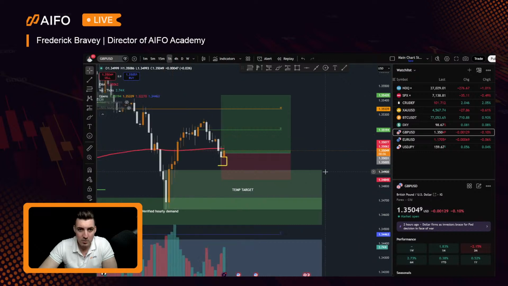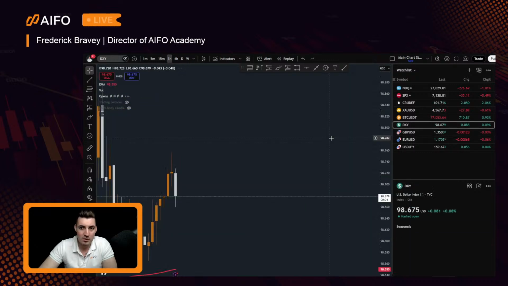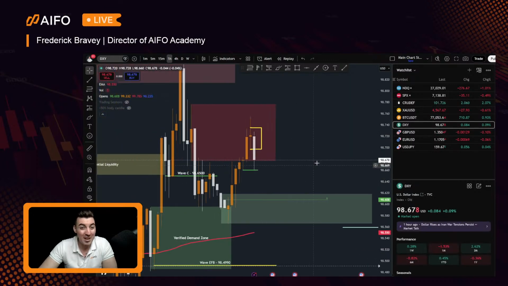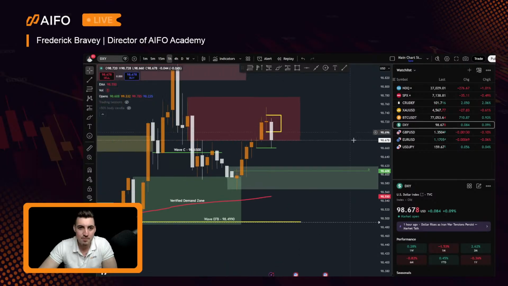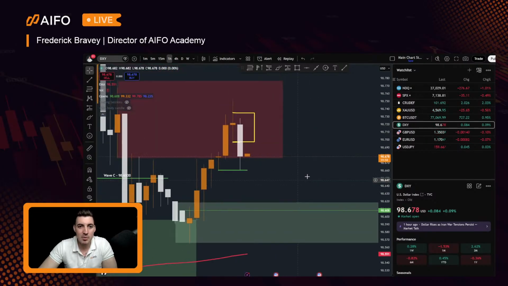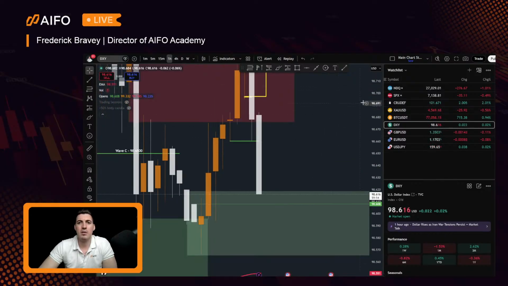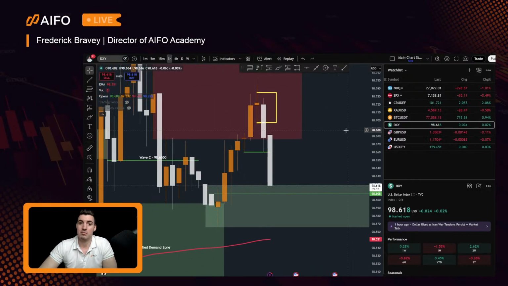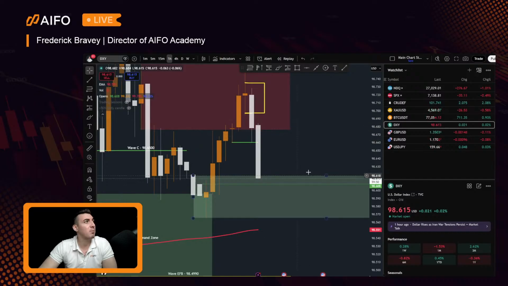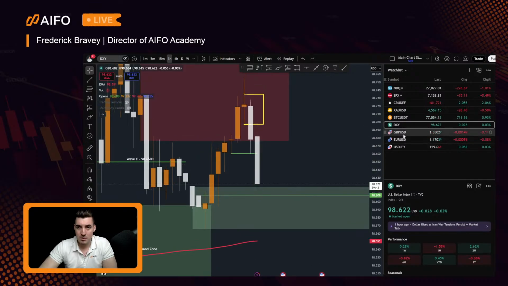GBP, yes. So let's see on DXY. Let's see if that Marubozu formed. It's not a Marubozu. That's a shame. That's a big shame. Okay. Oh dear. Wow. That's a sharp move. That's a super sharp move.